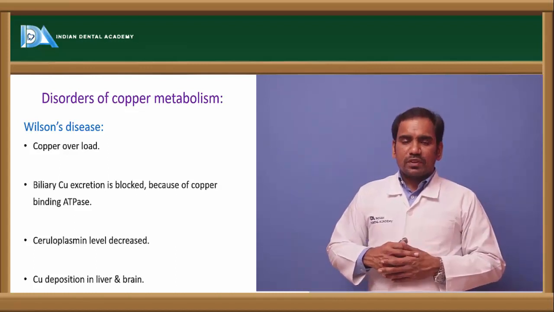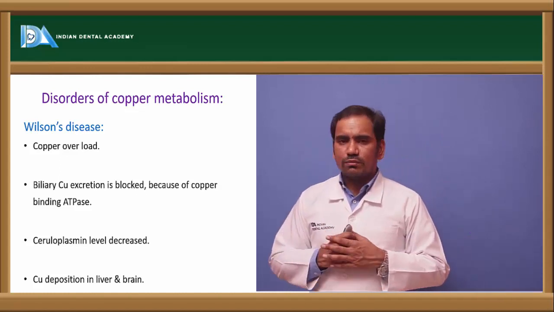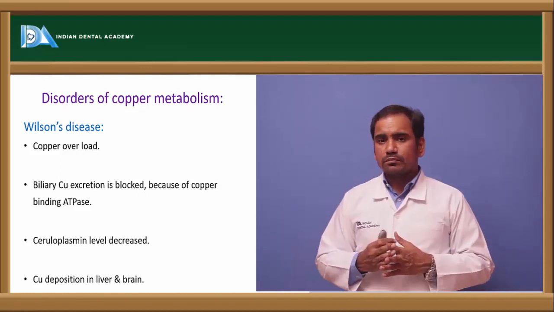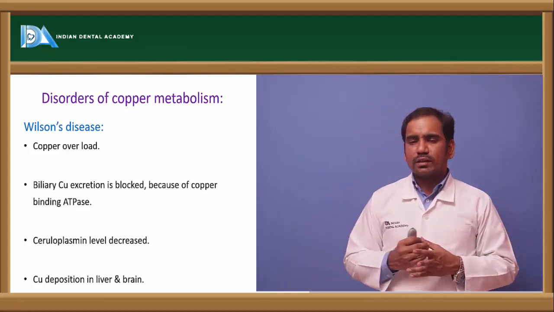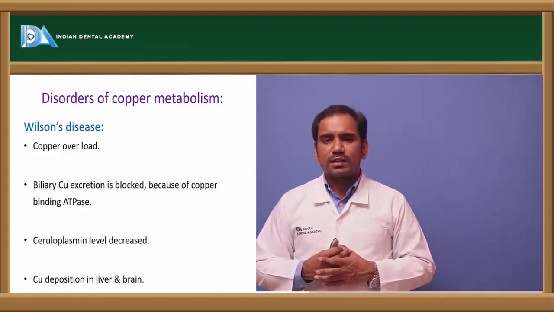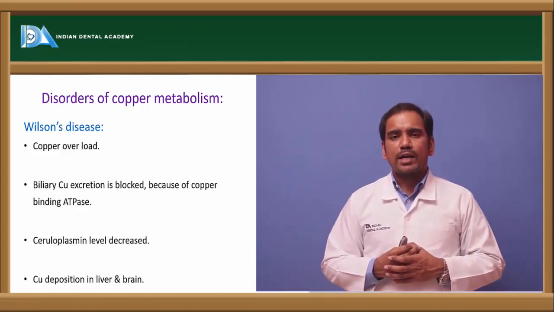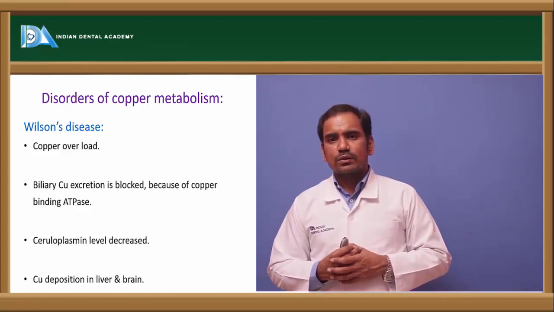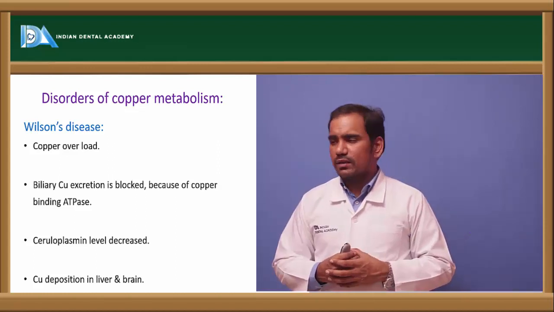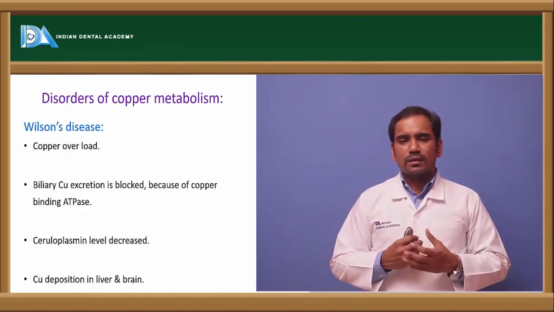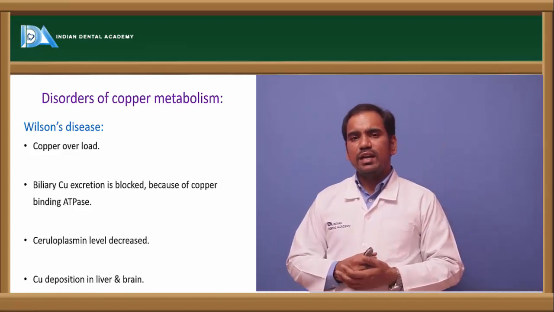And the level of ceruloplasmin is also decreased. There is copper deposition in the liver and brain. So that's why Wilson's disease is called Wilson's hepatolenticular degeneration. In case of Wilson disease, there is hepatolenticular degeneration, because copper gets deposited in liver and brain.